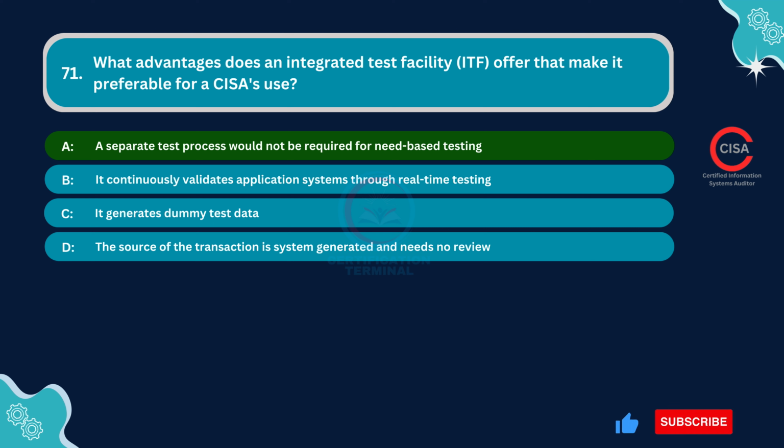Separate testing processes can disrupt regular system operations. ITFs minimize this disruption by integrating test transactions seamlessly. ITFs allow CISAs to embed test transactions into the normal processing flow of the system. This eliminates the need for a separate testing environment and simplifies the testing process. By testing within the live system, ITFs provide a more realistic picture of how controls function under actual operating conditions. This can be more insightful than testing in a separate environment.